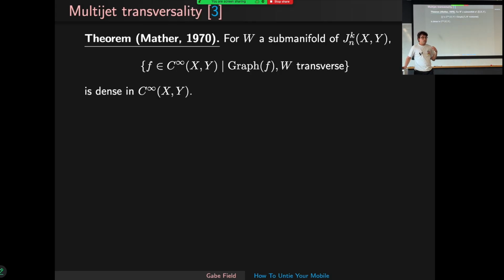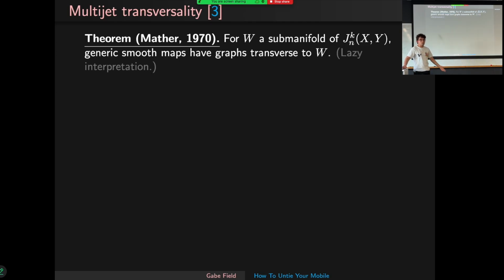Now, let me tell you a big, heavy theorem. If W is a submanifold of one of these J^k_n's, then the set of smooth functions from X to Y, with graphs transverse to W, is dense in the space of smooth functions. To be extremely lazy, I can say that a generic smooth map has a graph transverse to W.